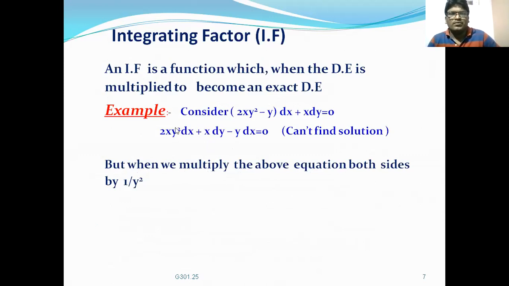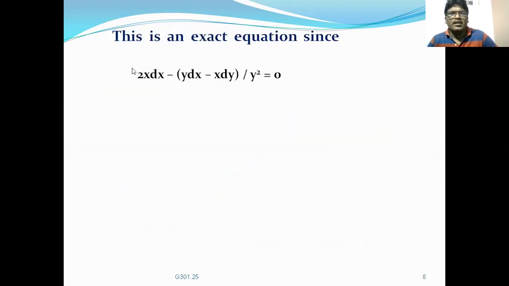Here the y square term is there; we need only the x and y terms, so it is removed from this equation. Then it is modified to an exact differential equation. See here, I am multiplying with 1 by y square on both sides; 0 times anything is 0. So this equation becomes 2x dx minus (y dx minus x dy) by y square is equal to 0. Now simplify this one.